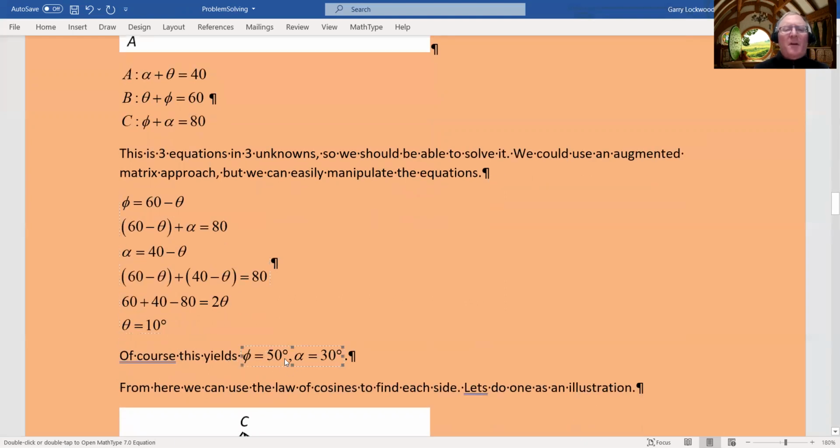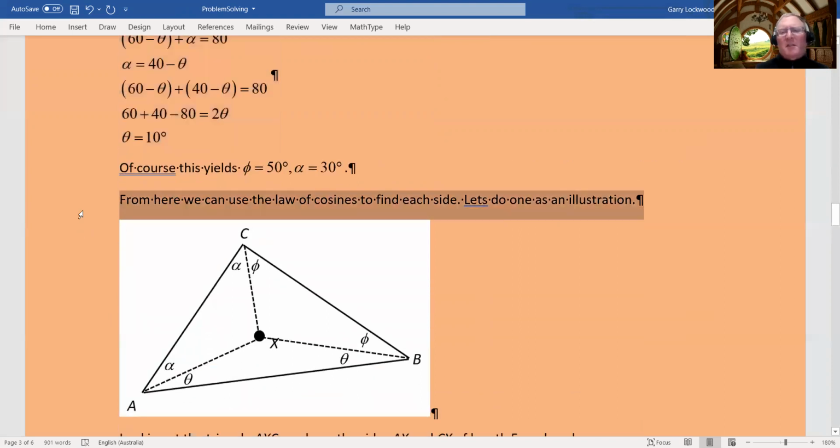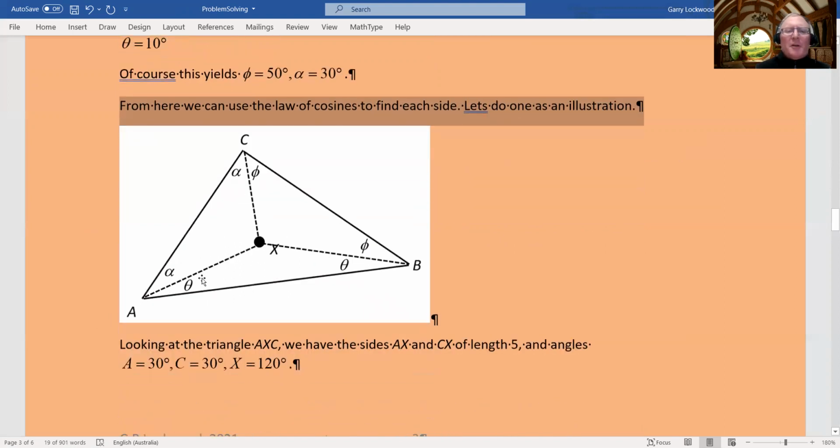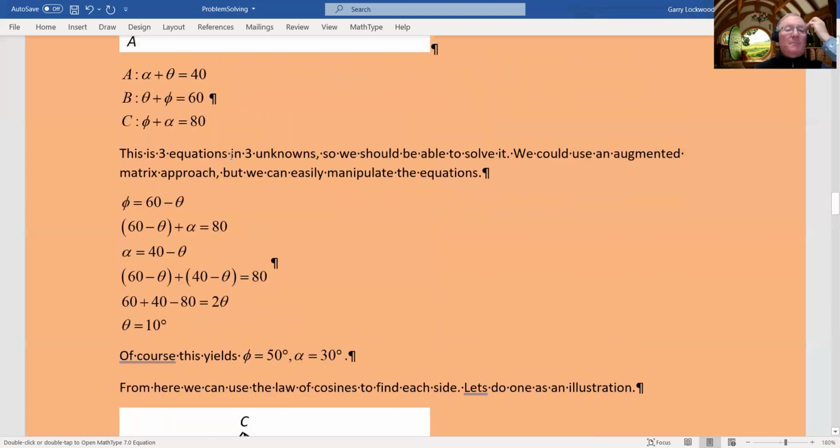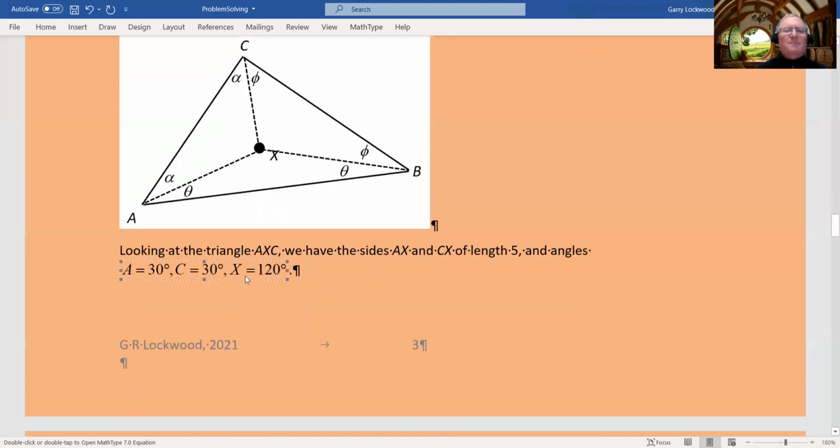So, of course, this gives me that phi is equal to 50 and alpha is equal to 30. From here, we can use the law of cosines to find each side. I'm only going to do one. If you can do one, you can do the other two. So if we come back here and I'm looking at the triangle A to X to C, I've got the sides AX and CX of length 5, and I've got the angle A is 30, and the angle C is also 30, because they're both alpha, and the angle X here is 120. That's just by subtracting 2 30s from 180.